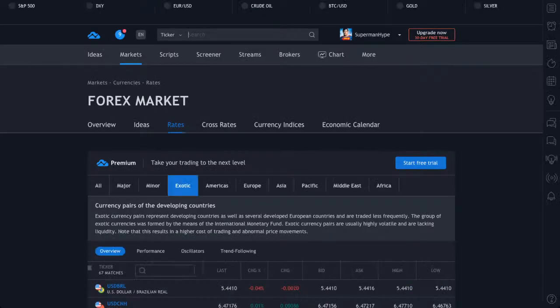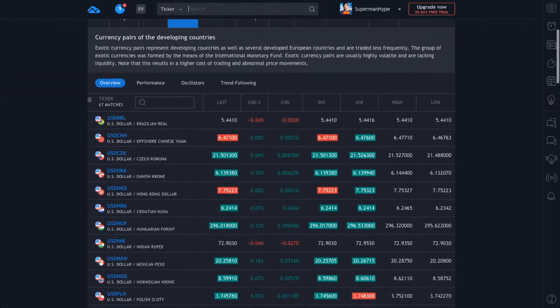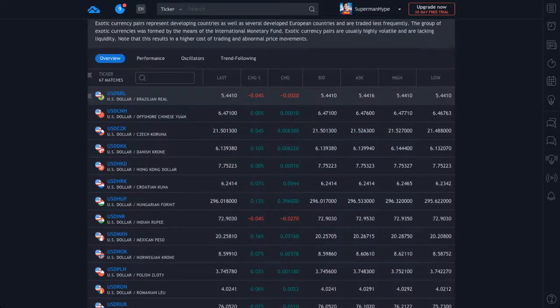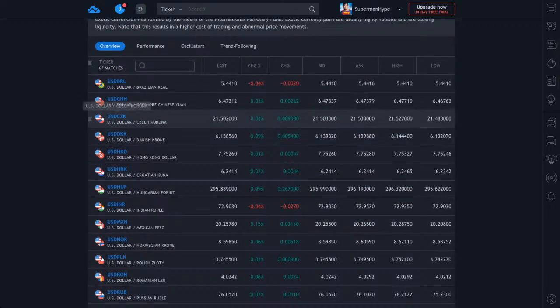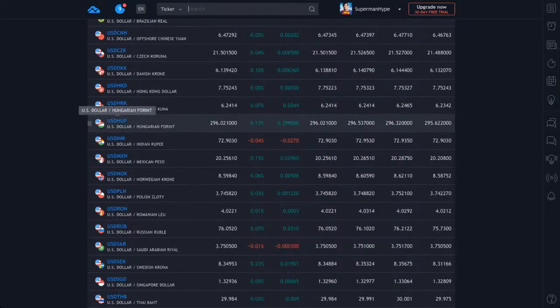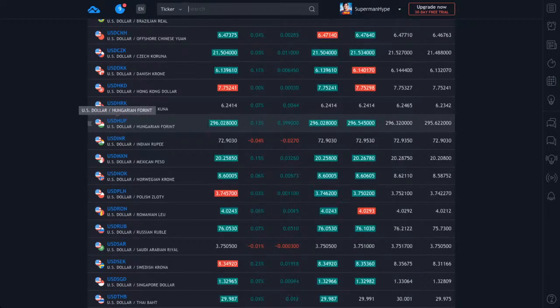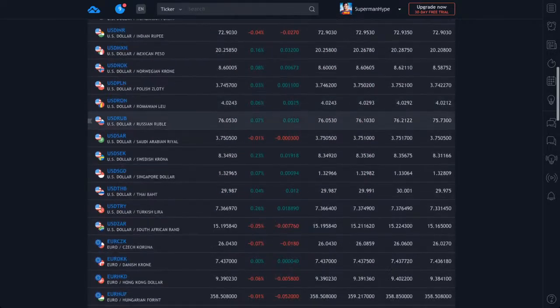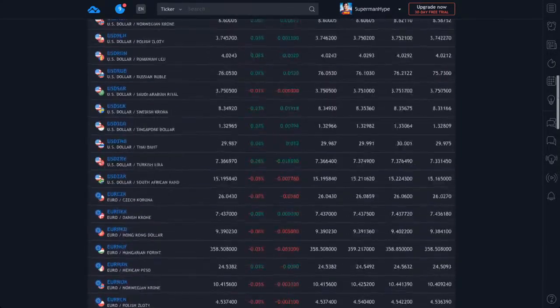So it's a good thing to learn a lot of these terms as you go. So we've got the exotic, we've got US dollar versus Brazilian real. So you can learn all the names as well. You've got the US dollar versus offshore Chinese yuan, which is there as well. US dollar versus the Czech koruna. Danish krona, Hong Kong dollar. You've got all these different ones. What's this one here? Hungarian forint. So these are all the different currencies of these countries, and you've got all these different pairs that you can actually trade. Isn't that fantastic?